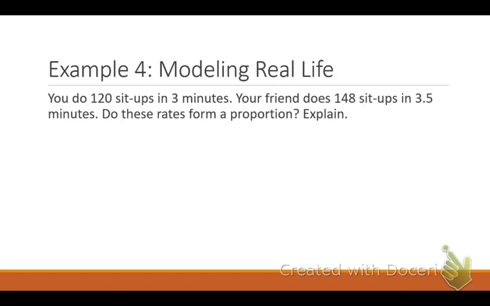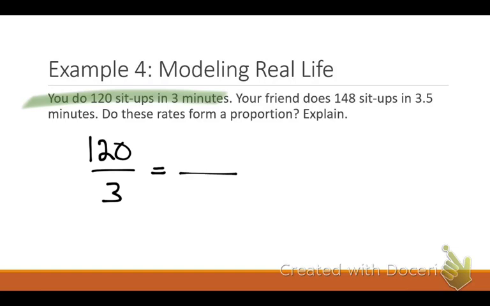The first thing I need to do is set up a ratio for the first rate. Technically, it doesn't matter the order as long as the other one matches. I like to just write it in the order that I read it. 120 over 3. If I do sit-ups over minutes on the left side, what do you think the right side needs to say? Sit-ups over minutes. That's about the only way you can mess this up, and I say that in the most loving way possible. It happens. Hopefully it won't. On the other side, I say 148 over 3.5.